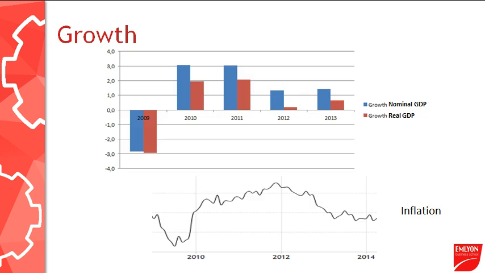Here we have an example of growth over time. What do we see? We see that there were times when nominal GDP growth was quite high, but real GDP growth was quite low. For example, in 2012. Why is this? Because inflation was high. So the value using current prices is high, but not as high if we just use our base year prices.